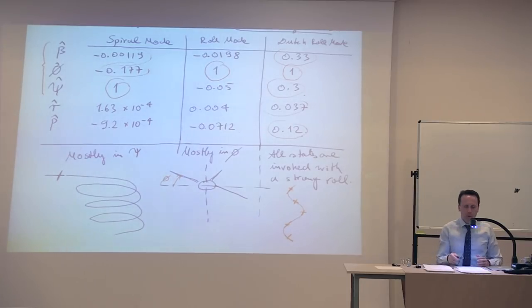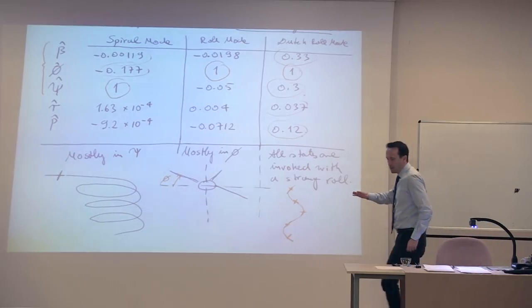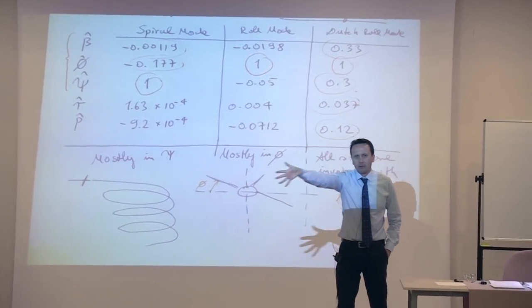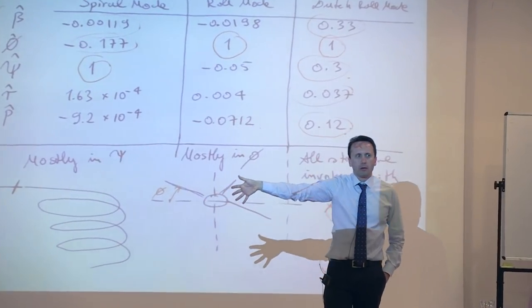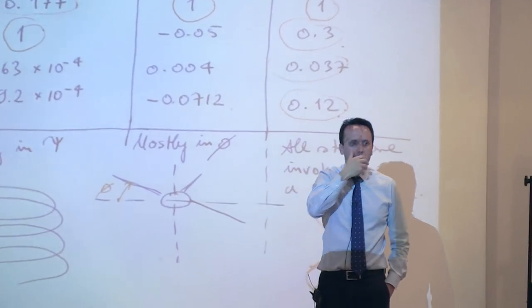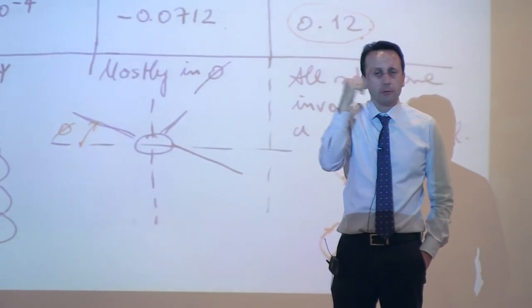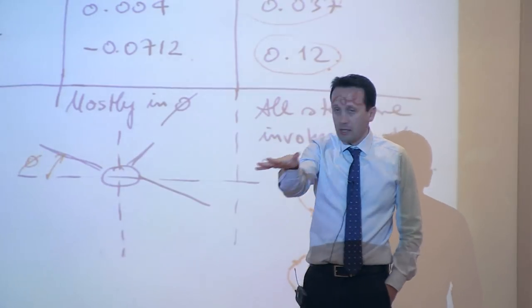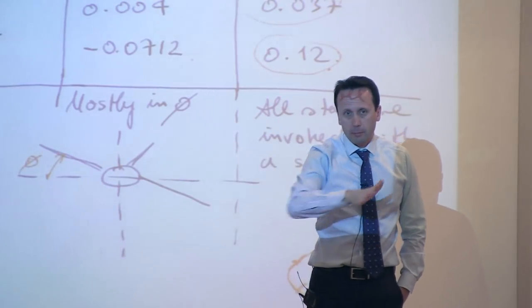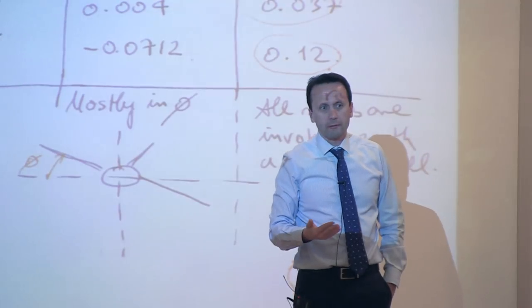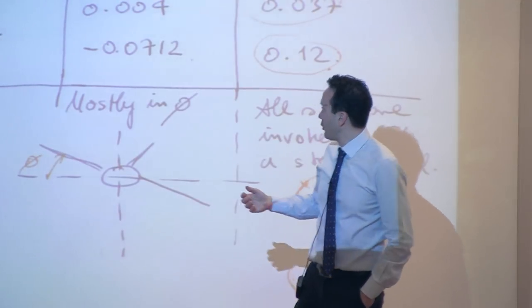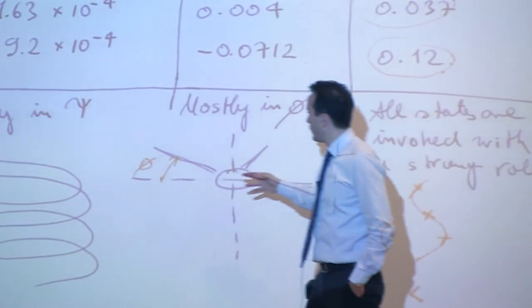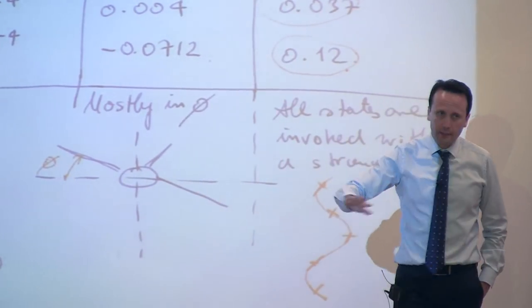Okay, so why am I showing this? I'm showing this so that when I say the spiral mode is mostly in the yaw axis, you understand where this is coming from. Mathematically, if you do the eigenvectors, you will see that compared to the side slip and the roll, psi will be the stronger factor in this whole thing. So therefore, we can say that this is the yaw, this is the roll, and the Dutch roll has sort of everything.